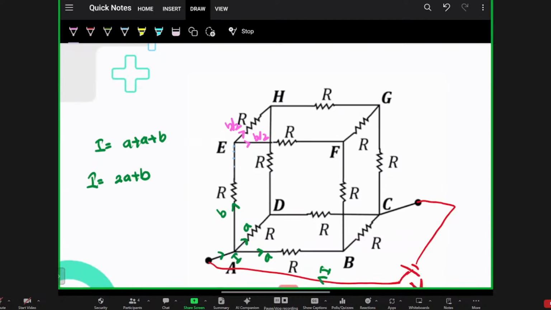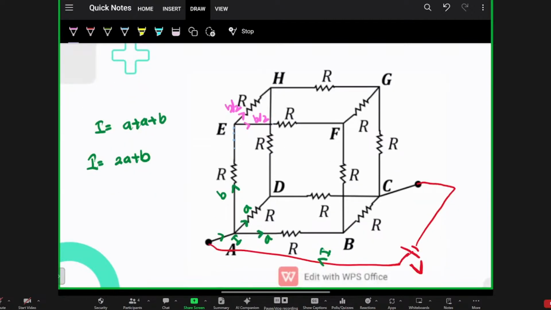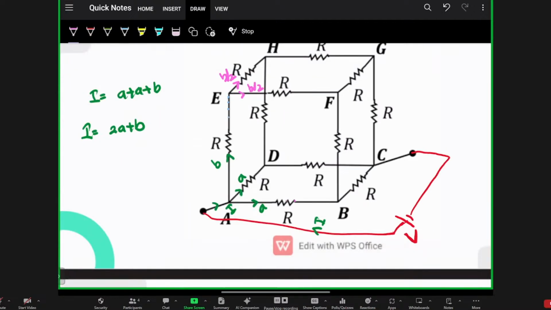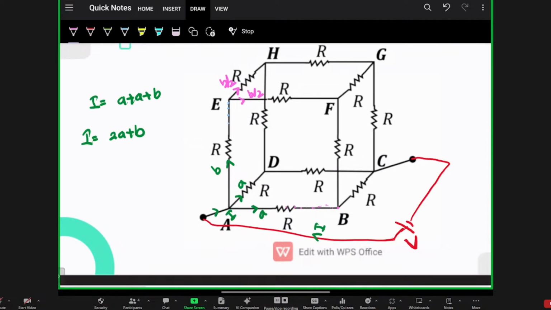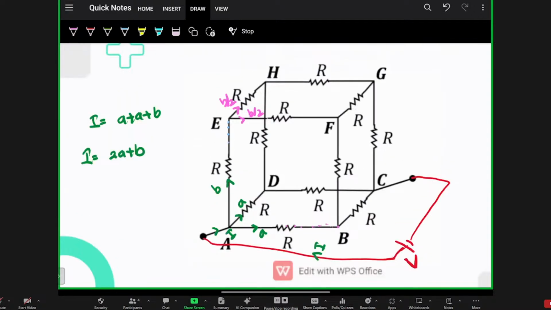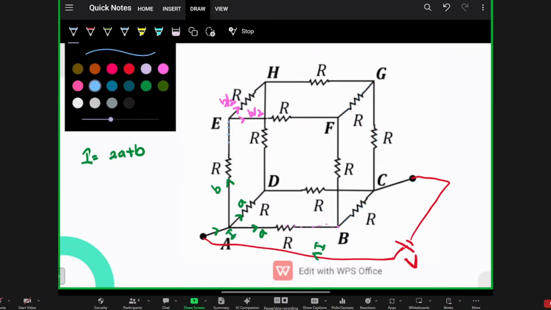And next we have to see this A current. At this point, the A current has two options. A current can go through this pathway having three resistors, and can go through this pathway having only one resistor. So there is no symmetry, so the current won't divide equally, but I'm taking some constant C.